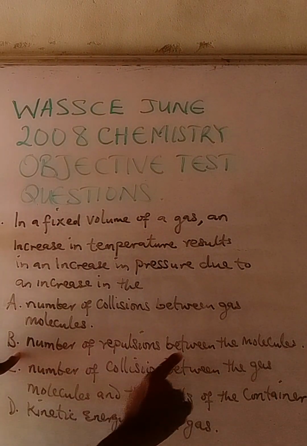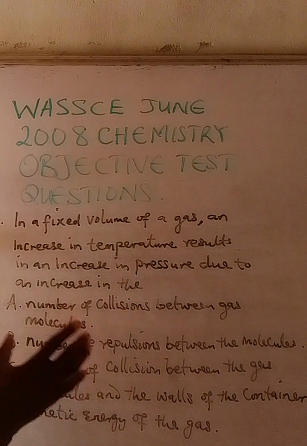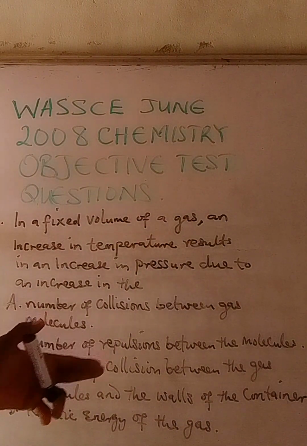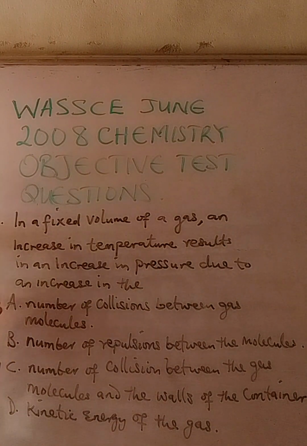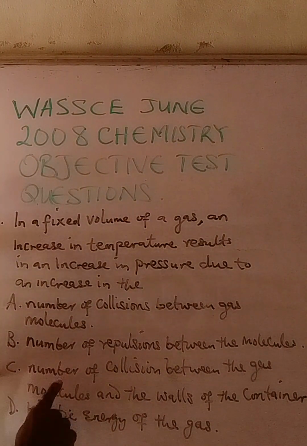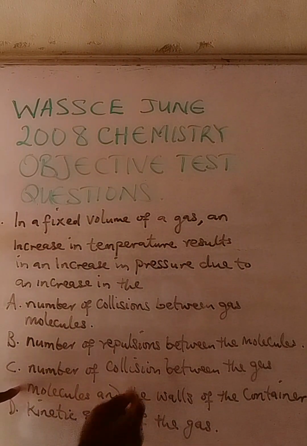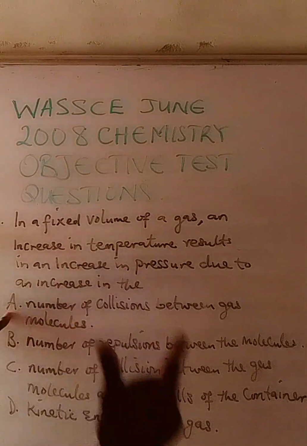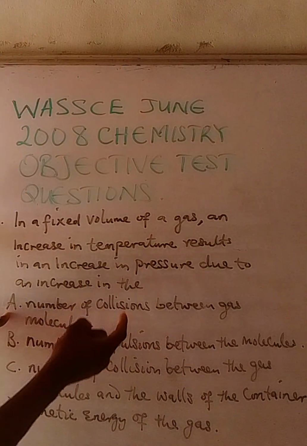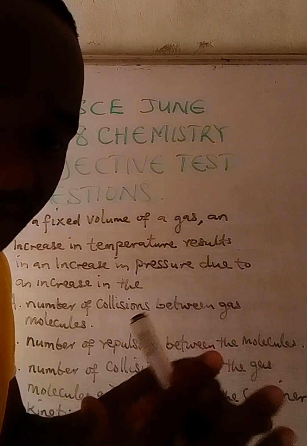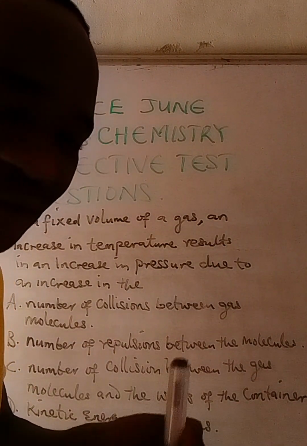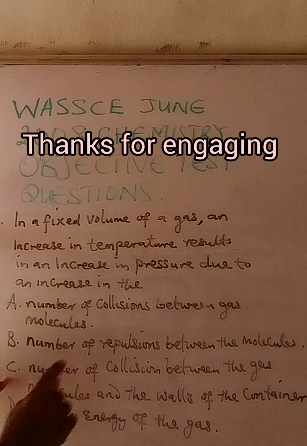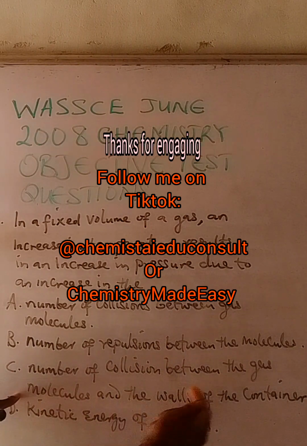B. Number of repulsions between the molecules involved. Number of repulsions? No. It's not about the number of repulsions. It is the number of collisions actually. But look at this A and C. They resemble. Number of collisions between the gas molecules and the walls of the container. This A should have been the answer, but it is talking about the number of collisions between the gas molecules themselves, neglecting collision of the gas molecules with the walls of the container. So this C should be the answer: number of collisions between the gas molecules and the walls of the container.